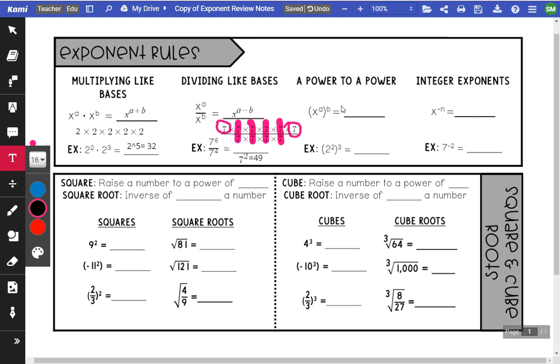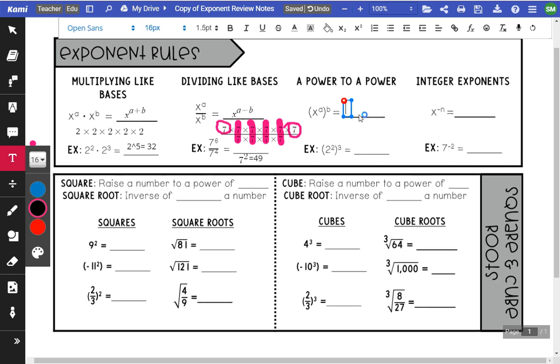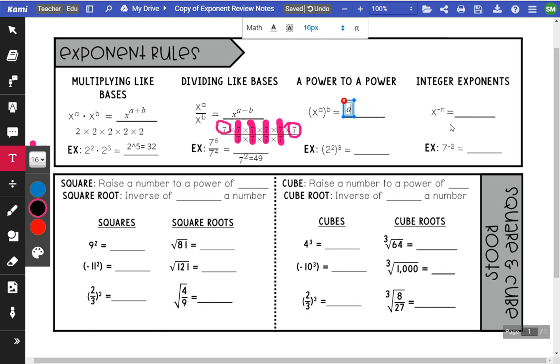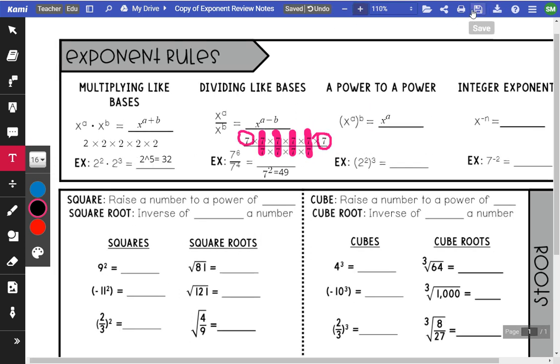This next one, x to the a, all raised to the b power. So we're raising this whole thing. The parentheses tell us to do something different. That rule would be x to the a, I'm going to put the times, oh, come on.